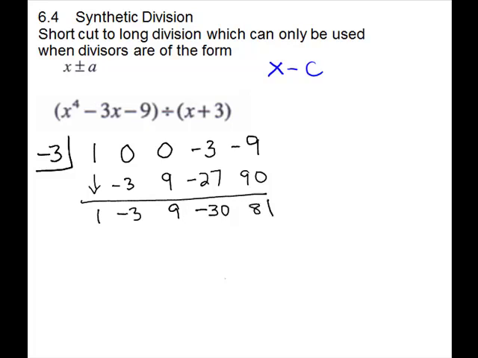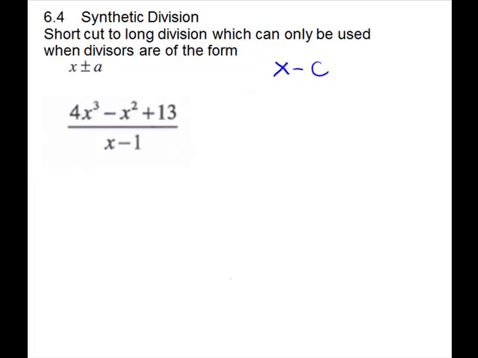And 90 minus 9 will give us an 81. Right, we're going to put it back together. We're going to drop 1 degree lower than what we had. So we're going to have 1x cubed minus 3x squared plus 9x minus 30, remainder of 81. So 81 goes back over your divisor, x plus 3.